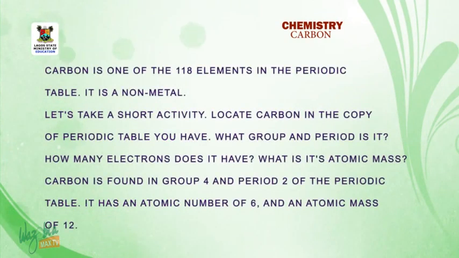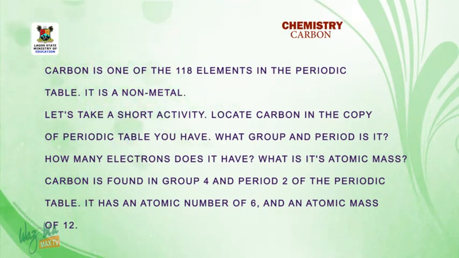Carbon in the periodic table. Carbon is one of the 118 elements in the periodic table. It is a non-metal. Let's take a short activity. Locate carbon in the copy of the periodic table you have. What group and period is it? How many electrons does it have? What is its atomic mass?